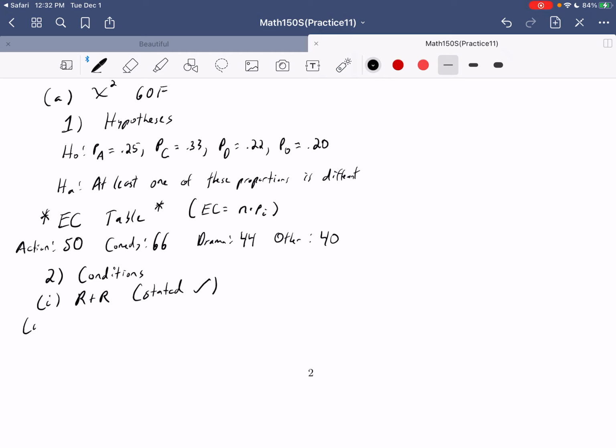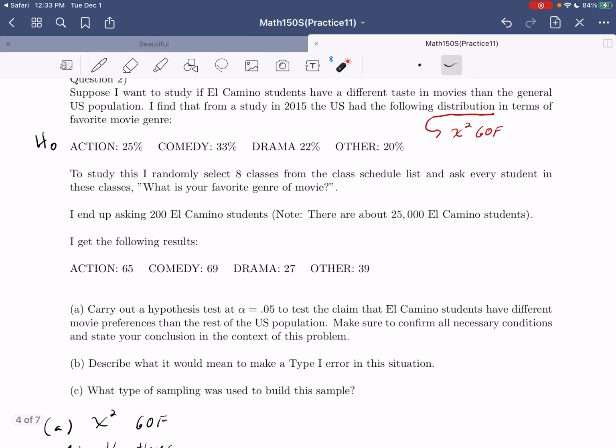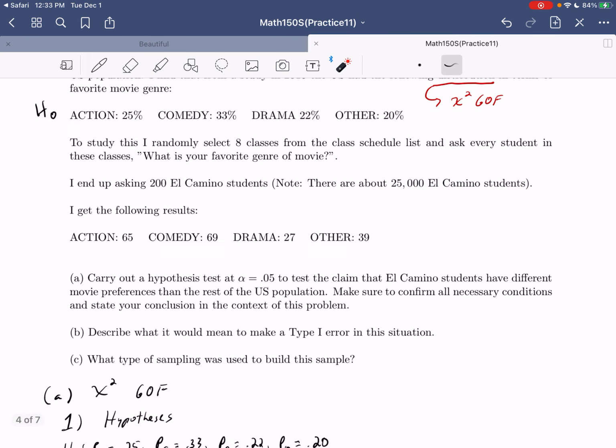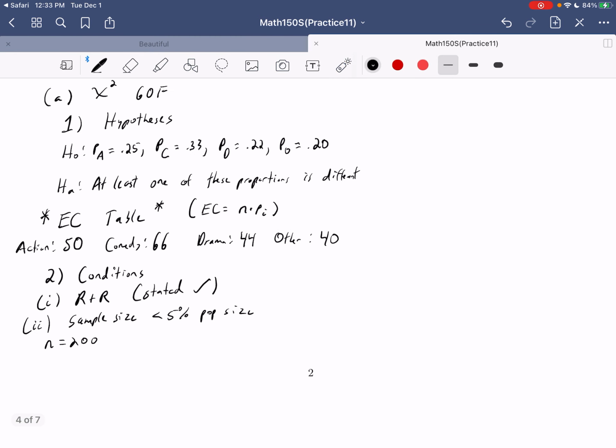Okay. For condition 2, we have to check that the sample size came in less than 5% of the population size. Again, we always are going to know the sample size. We've already used it several times. It was n equals 200. The question is, do we know anything about the population size? Well, if we go back up here, we can see that there's this note about there being 25,000 El Camino students overall, so we can actually check this directly.